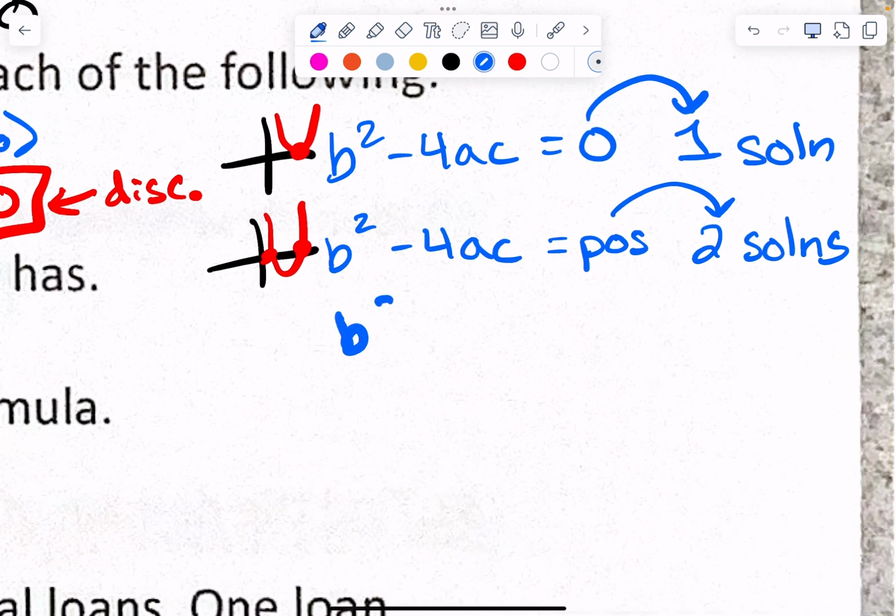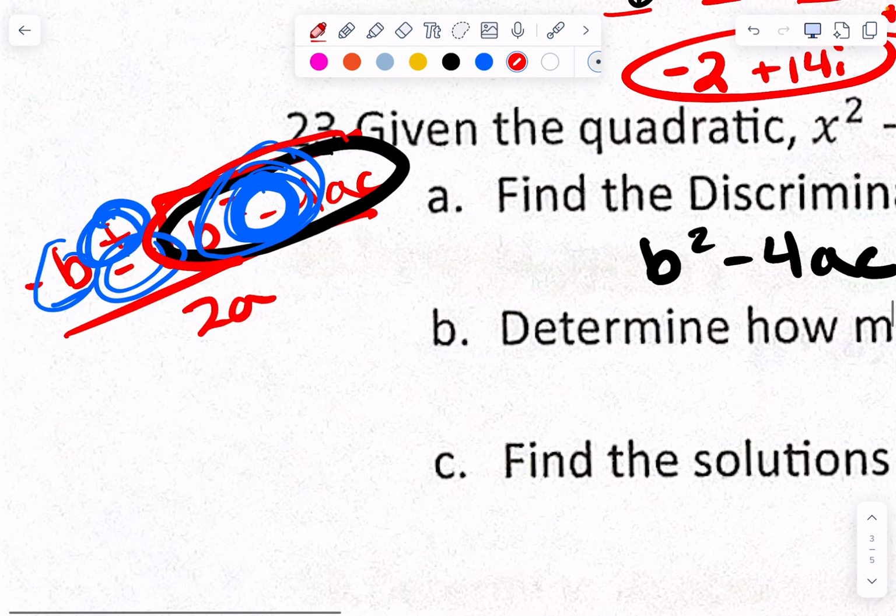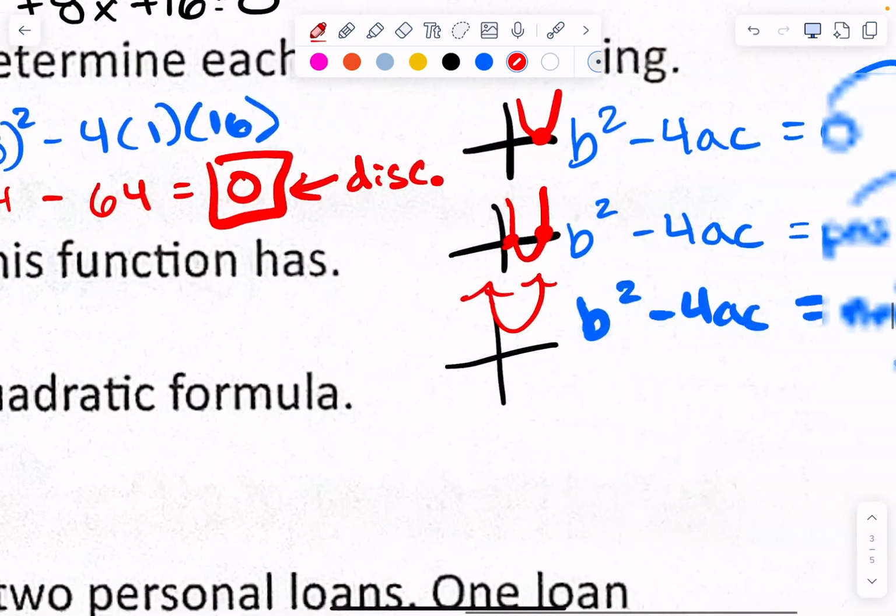Now, what if b squared minus 4ac is a negative number? We already had that happen today. No solutions. What does that look like? My parabola is like levitating. He's not going to touch the x-axis. And if he's negative, you can't take the square root of a negative. You're going to end up with an imaginary number, and that's what's happening, right?